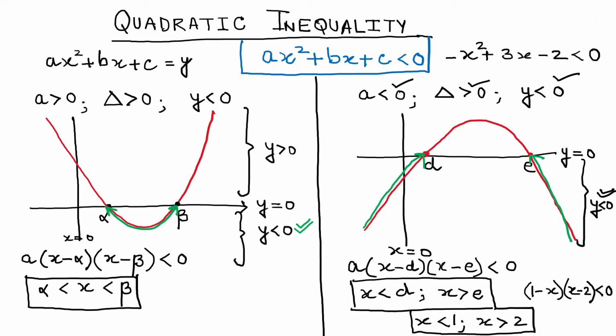Take one value which is greater than 2, which is 3, let's say. How much is minus 3 whole square? Minus 9. Minus 9 plus 9 is 0. Again we get minus 2, so the answer is fairly correct. This is a way to check whether your answer is correct or not.